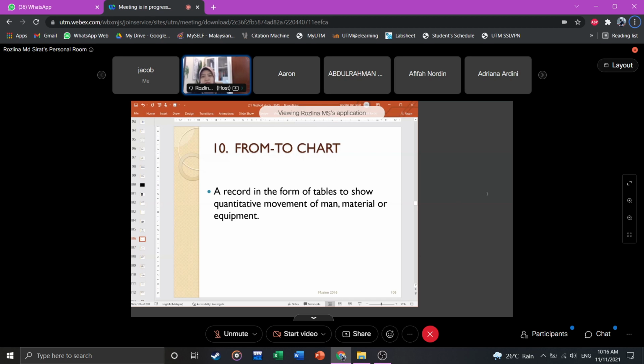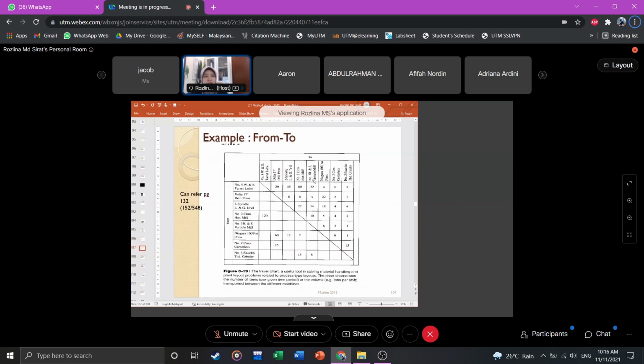Okay, from-to chart. Who does not know what is the from-to chart? Never seen a from-to chart? Ever, Doctor? Never. Okay, it is not time yet. It is a record in the form of tables to show quantitative movement of man, material or equipment. This is the example of a from-to chart. Anyone can explain what is a from-to chart? Maybe you have used it in another course before.